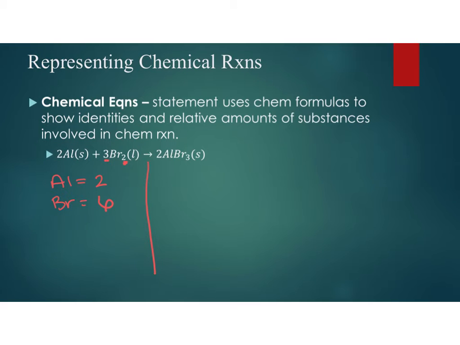And then over here on the other side, or on my product side, I have a 2 in the front. So it's kind of like math, where really that 2 is being distributed onto everything. So I have 2 aluminums, and my bromines, although I have 3 down here, I'm multiplying that by 2, so I really have 6 bromines overall. So you can see now that mass has been conserved because I have 2 aluminums and 6 bromines. This is how I know that I have a true chemical equation.